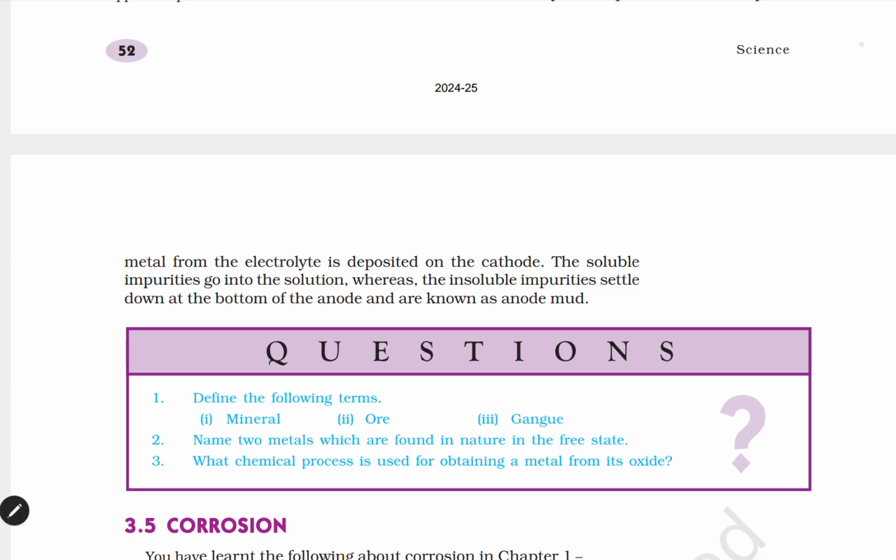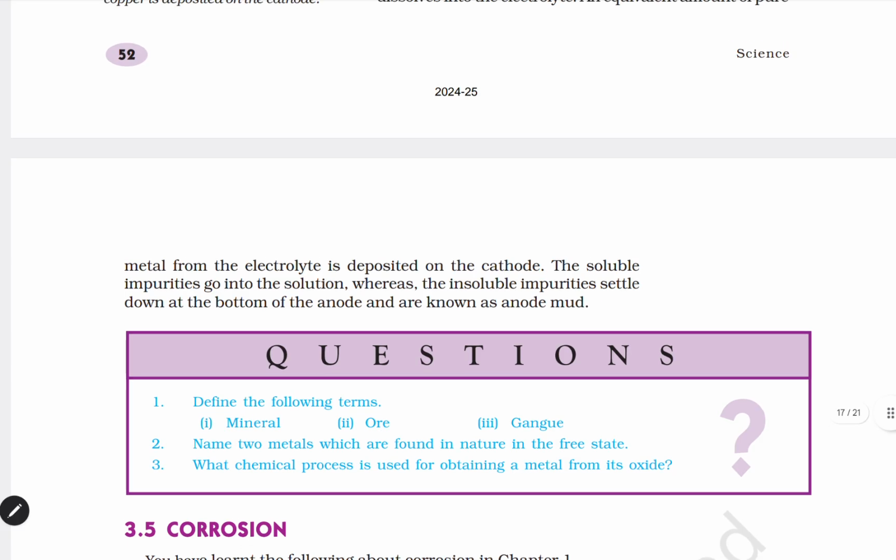Going further, we go for the questions. First one: define the following terms: mineral, ore and gangue. A mineral is a naturally occurring substance that contains a metal or its compound. Not all minerals are useful for extracting the metals. Examples: bauxite contains aluminium, and hematite contains iron. So minerals are basically naturally occurring substances that contain a metal or its compounds. What is an ore? An ore is a mineral from which a metal can be extracted easily and profitably.